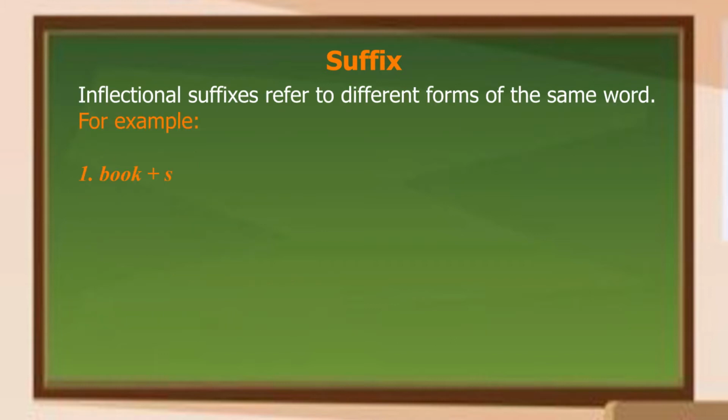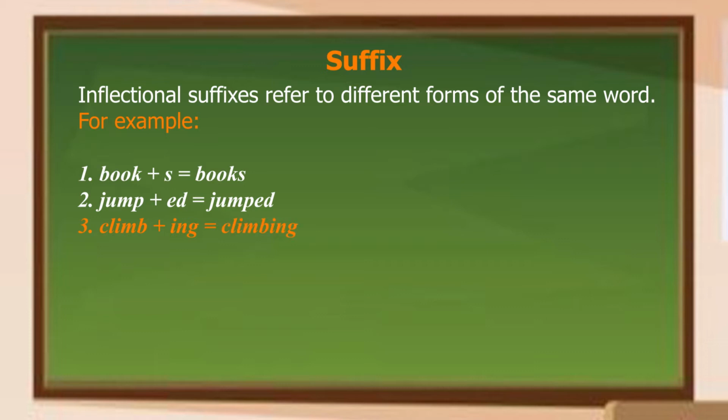Now let's look at the root word book. When we add the suffix s, we now have books. Very good. Now let's look at the root word jump. When we add the suffix ed, we now have jumped. Very good. Let's look at the root word climb. Let's add the suffix ing. What new word do we have?